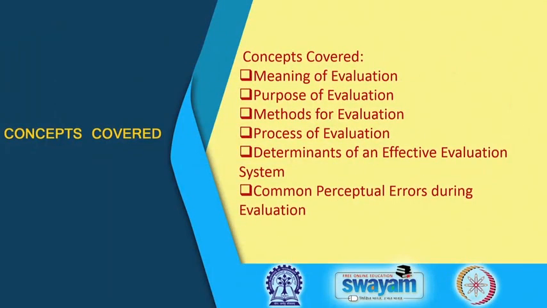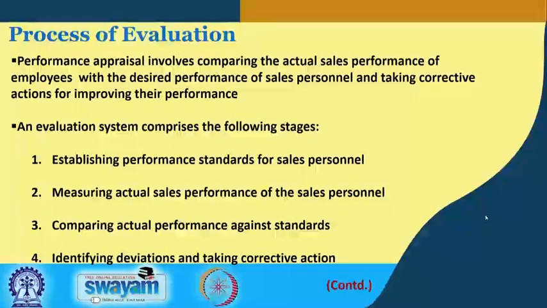So we discussed this in the previous session, and now we will move subsequently with the second stage, which is measuring actual performance of the sales force, comparing actual performance against the standards, which will be stage 3, and stage 4, which will be identifying deviations and taking corrective action. Now, a performance appraisal, as a recap, involves comparing the actual sales performance of employees with the desired performance of the sales personnel and taking corrective action for improving their performance. So we've discussed stage 1.